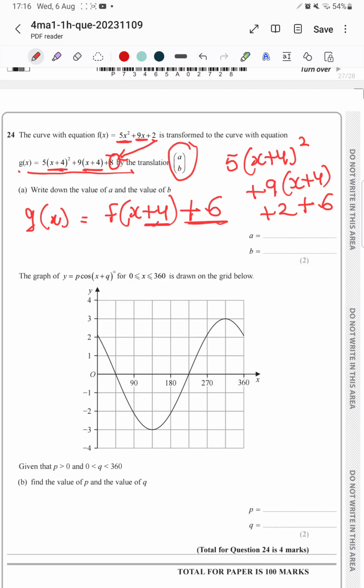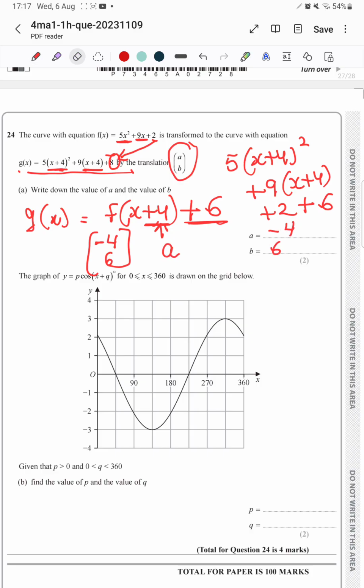This part within the bracket is showing the horizontal translation. And always remember, if it is f of x plus, that means it is a translation in the left direction. So our translation vector will be (minus 4, 6). So here we have to find the values of a and b. So I can say a is minus 4 and b is positive 6.